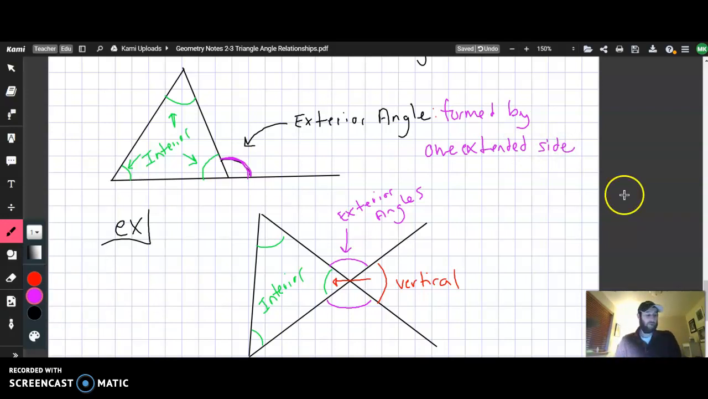So, ladies and gentlemen, I hope that gives you a start with understanding where it is. In the next video, we're going to look at some examples and applications of finding and using the exterior angle.